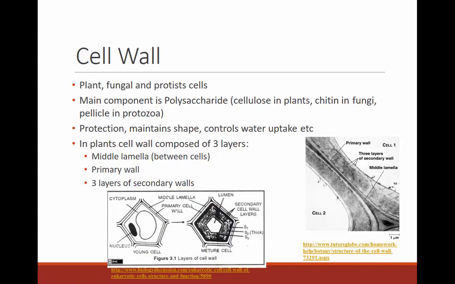Now the cell wall, this is only found in some eukaryotes, so obviously not in humans, but in the plants, so plant, fungal and protist cells. These are the ones that have the cell walls that maintain that structural integrity. And what those cell walls are made out of is primarily a polysaccharide. So in plants it will be cellulose, in fungi it will be chitin, in protozoa it's known as a pellicle. Okay, so there's a lot of different names for it, but it's the cell wall.